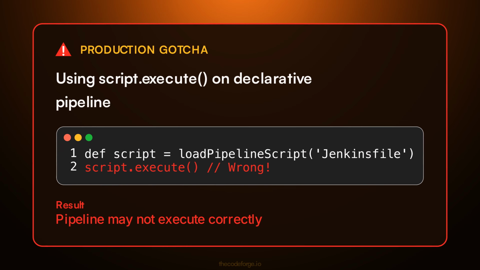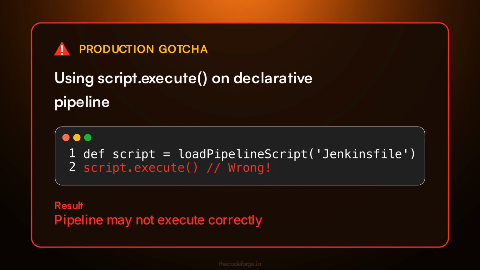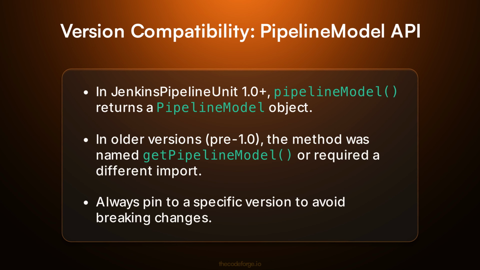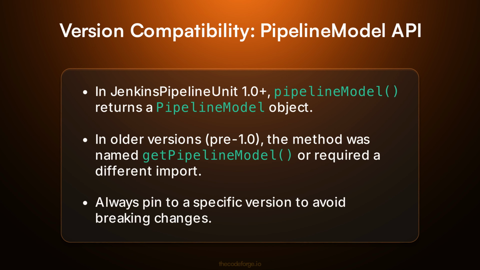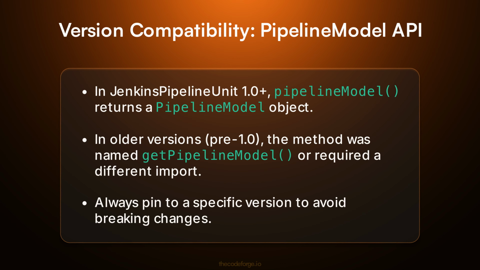For declarative pipelines, you must call PipelineModel on the script, then execute, instead of script.execute. The latter may not work as expected. In Jenkins Pipeline Unit 1+, PipelineModel returns a PipelineModel object. In older versions, pre-1.0, the method was named getPipelineModel or required a different import. Always pin to a specific version to avoid breaking changes.